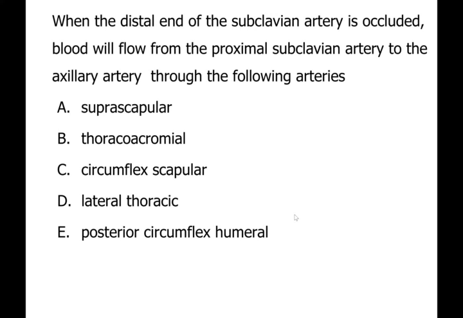This is a straightforward question because we just discussed this. It says when the distal end of the subclavian artery is occluded, so distal end means maybe the second or third part, blood will flow from the proximal subclavian artery, maybe the first part, to the axillary artery through the following arteries. Suprascapular, thoracoacromial, circumflex scapular, lateral thoracic, posterior circumflex humeral. So except lateral thoracic, all other branches are correct.